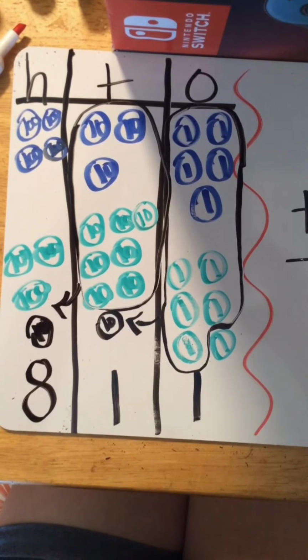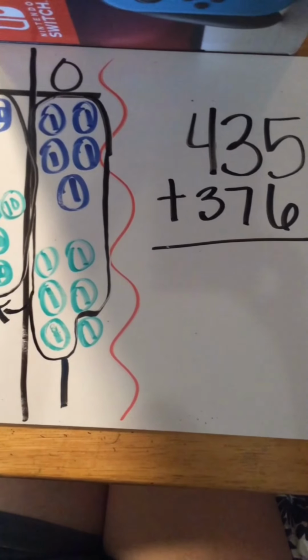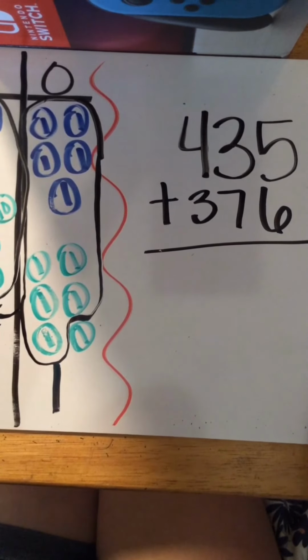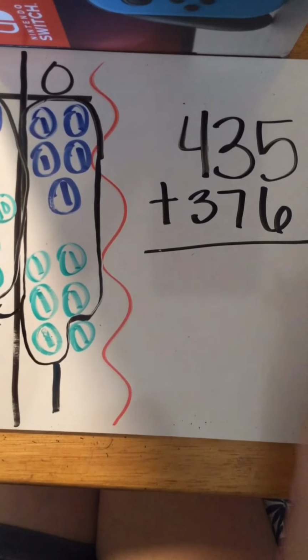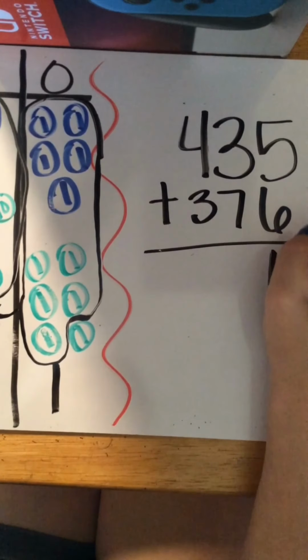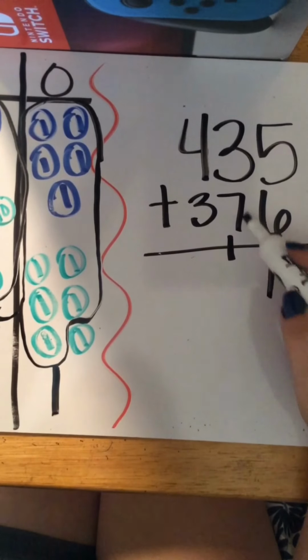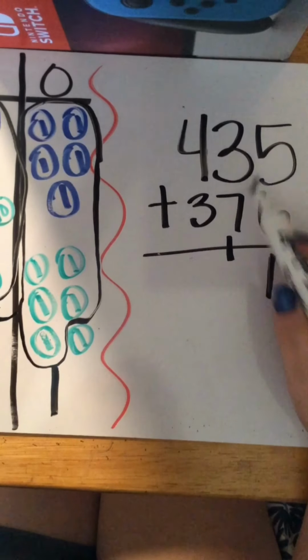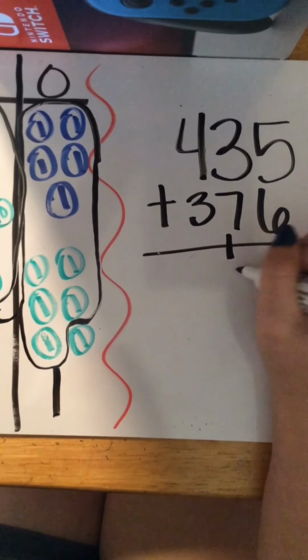All right, let's scoot back over here to our vertical addition and check that out. 5 plus 6 equals 11. 1 will stay in the ones place. 1 will move into the tens place. 3 plus 7 plus 1. 3 plus 7 equals 10. 10 plus 1 equals 11.